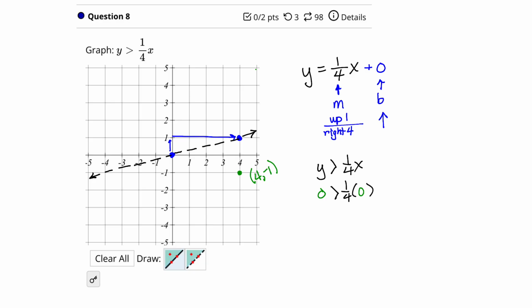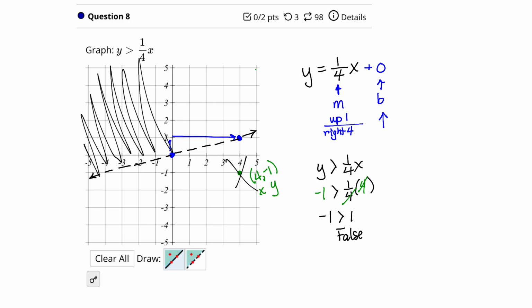Oh, no, we're not, because that one wouldn't help me, right? I'm going to do y is -1 and x is 4. So the 4's cancel. What I have left is -1 greater than 1, and it is not. That's false, which means the point we just tried is not in the shaded section, and I have to shade the other side.